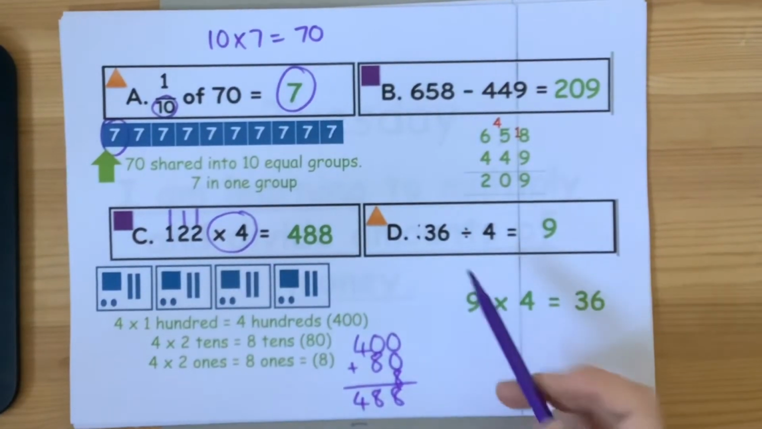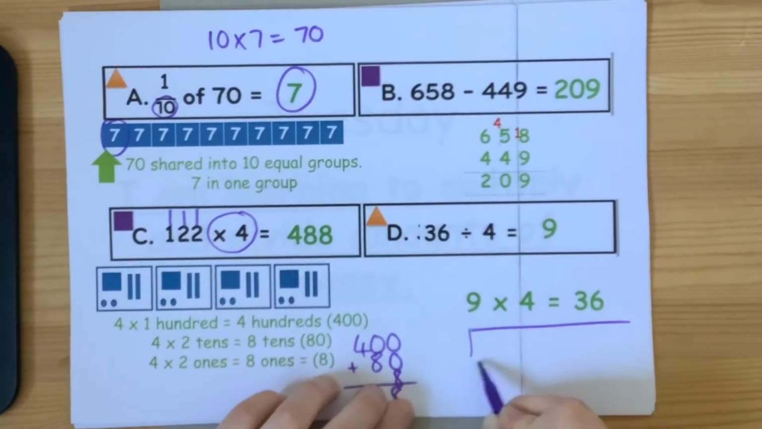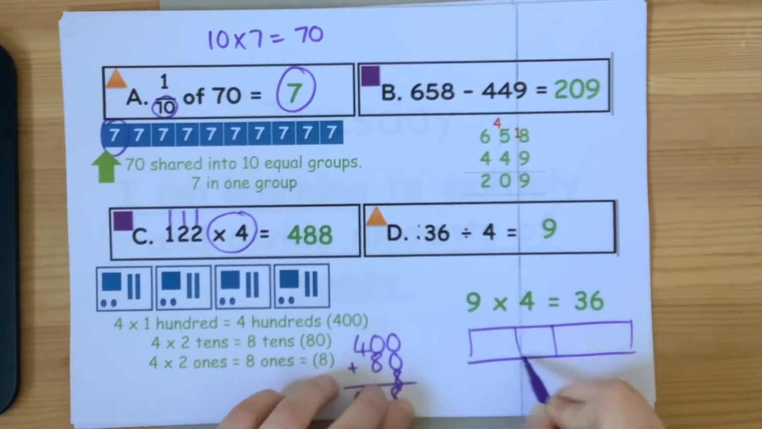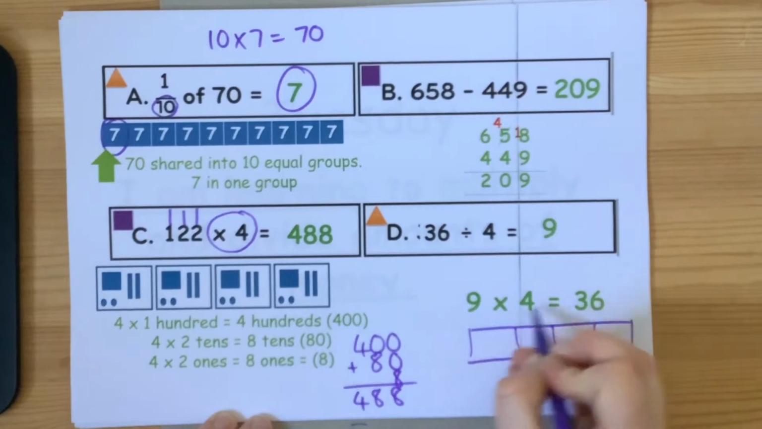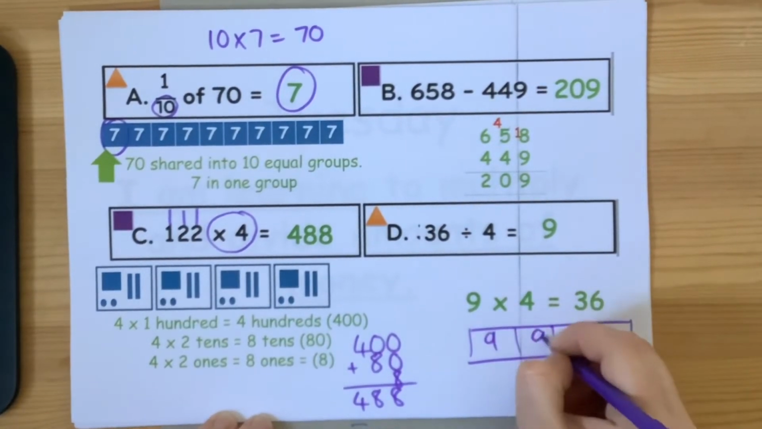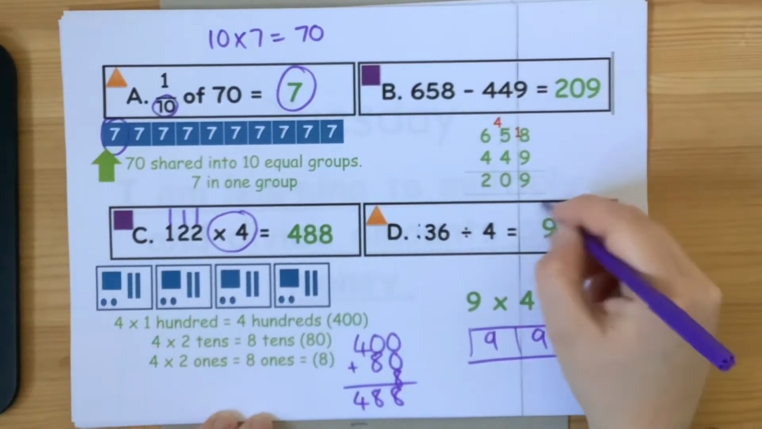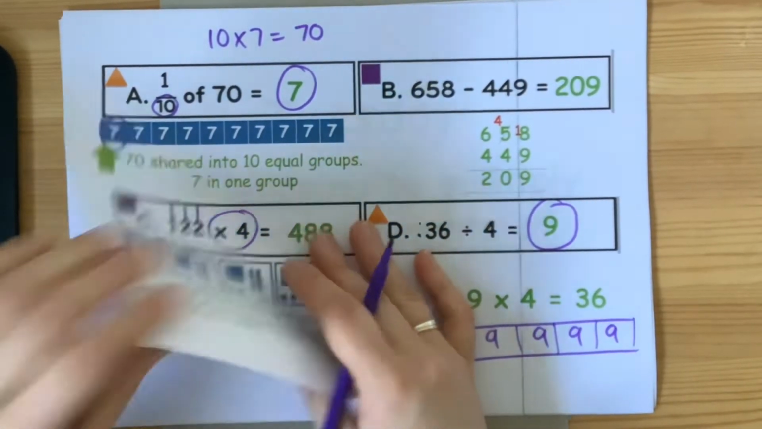Then lastly, 36 divided by 4. Now what I could have done is made my 4 groups and shared my 36 out 1, 2, 3, 4, 5, 6, 7, 8, 9, 10, 11, 12, etc. Or if I knew my 4 times table, I'd know that 9 times 4 was 36. So I would have ended up with 9 in each of my groups because the answer is 9. So well done if you got that right.